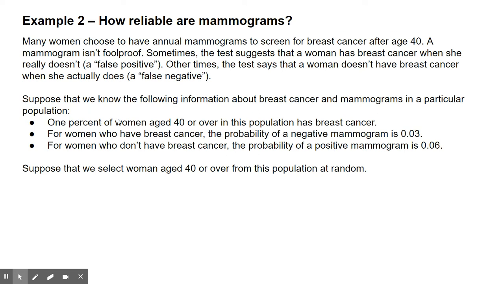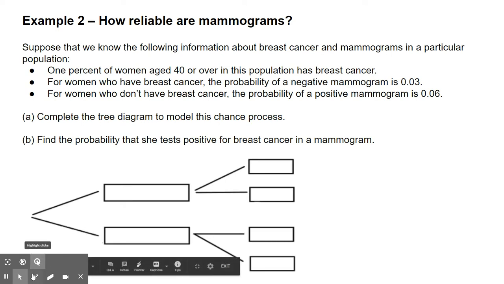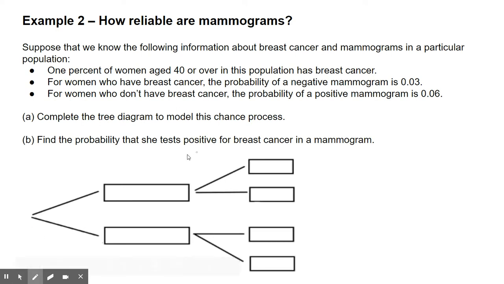Right here, this is the first stage probability, having breast cancer or not. And then you have a couple of conditional probabilities as your second and third bullet points. So let's fill out our tree diagram, and then we'll find the probability that somebody tests positive for breast cancer.